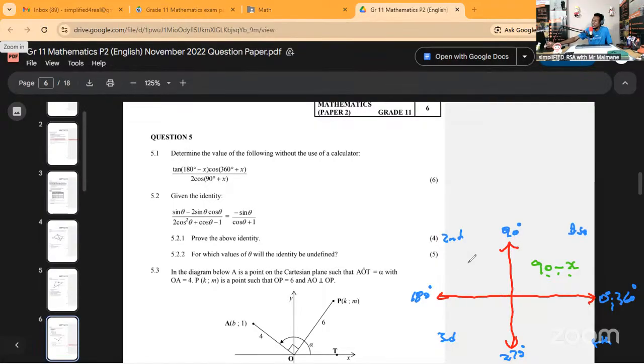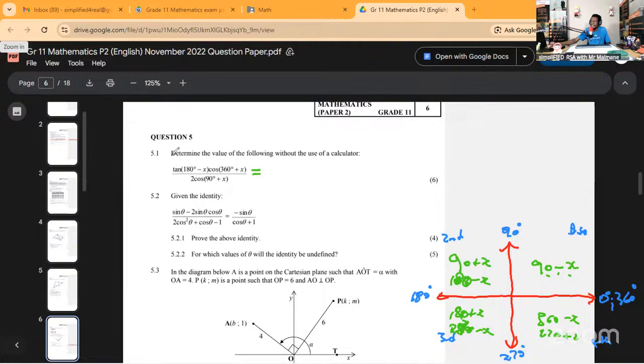But anyway, here we have 90 plus x. Here we also have 180 minus x. Here we have 180 plus x. Here we have 270 minus x. I'm just filling in now. Then here we have 360 minus x as well as 270 plus x. So that's what you use to simplify this, and as they are, we take them the way they are.